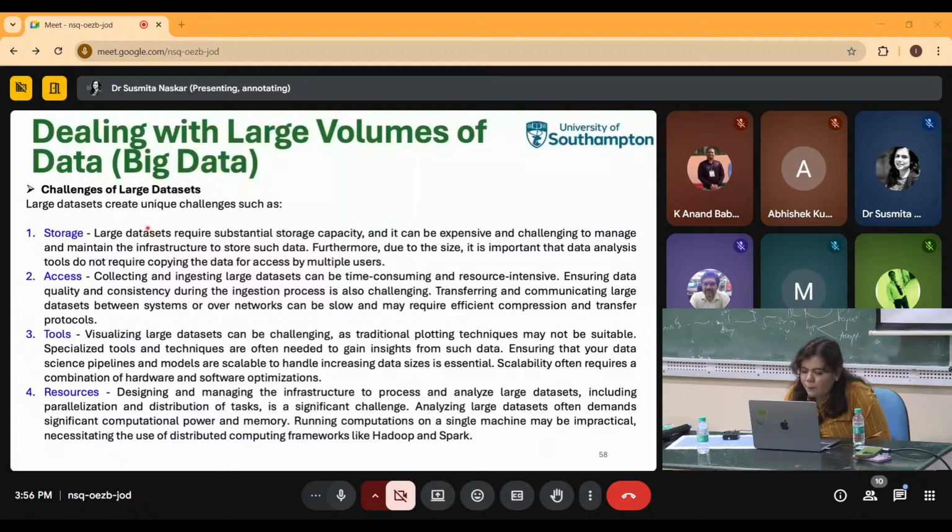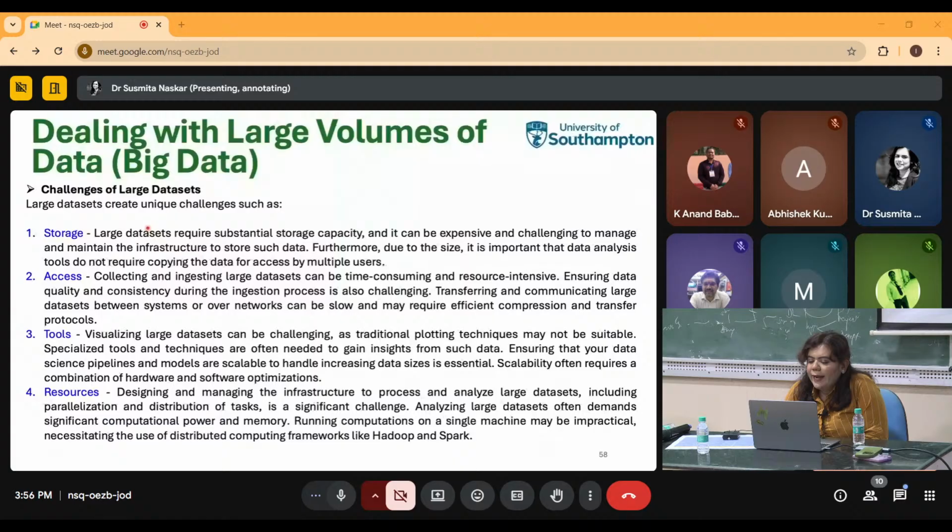And those are the four main types of challenges you can see: storage, access, tools and resources. They highlight why big data needs advanced infrastructure and careful planning, right? So overcoming these challenges is very, very essential to unlock the full potential of large data.